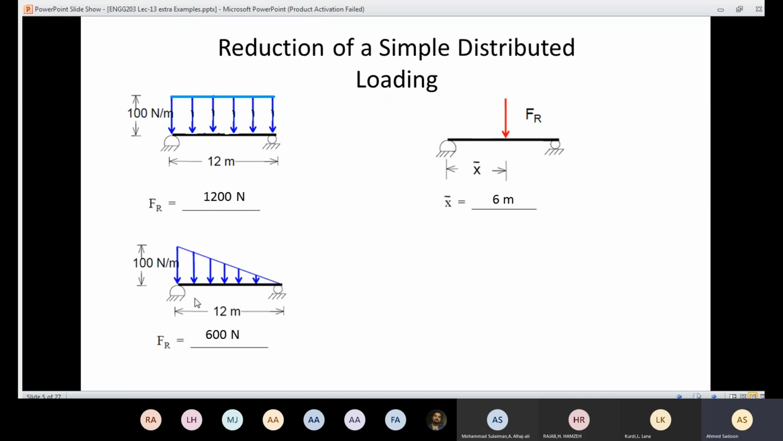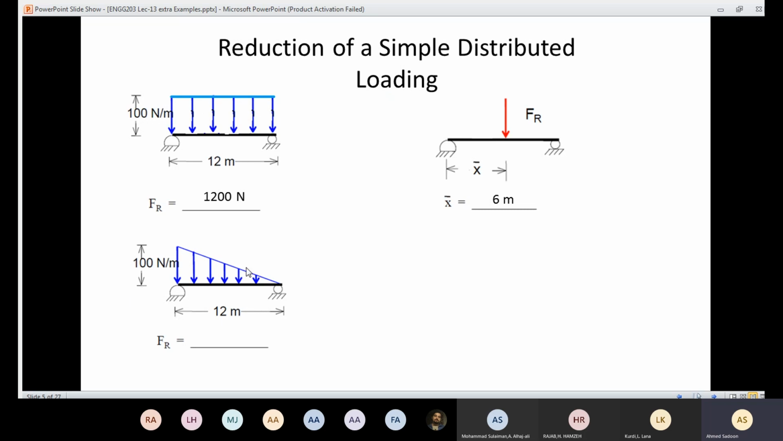Another example, here we have a rectangular distributed loading, like you can see here. The intensity from here to here is equal to 100 Newton per meter, the height here, and the base is equal to 12 meters. We need to know the resultant force for that system.